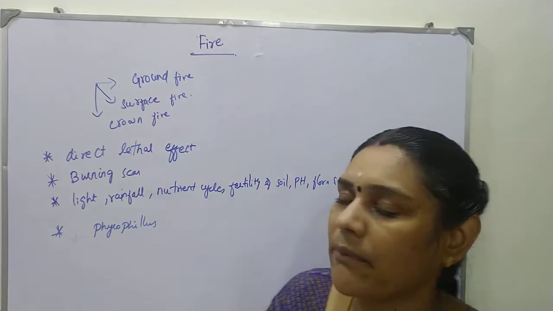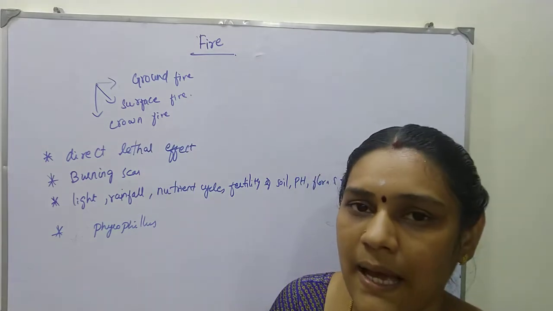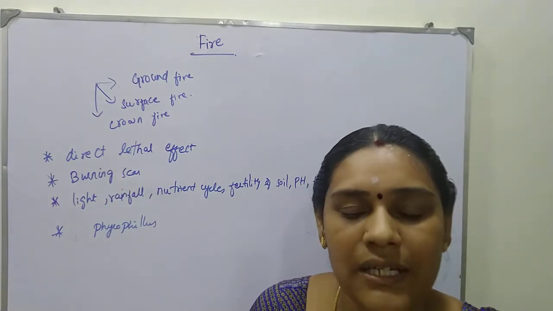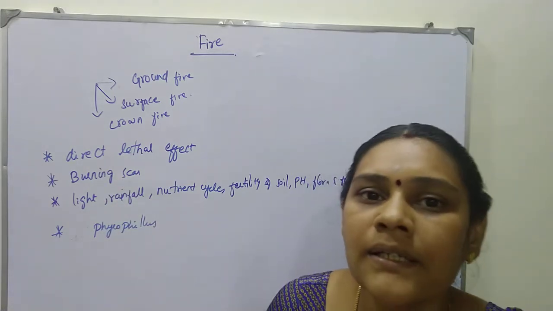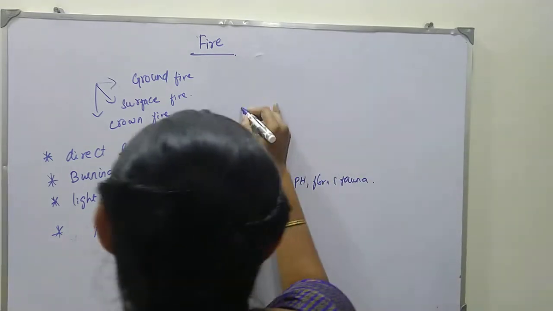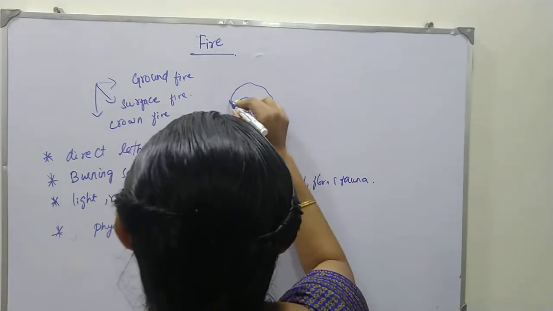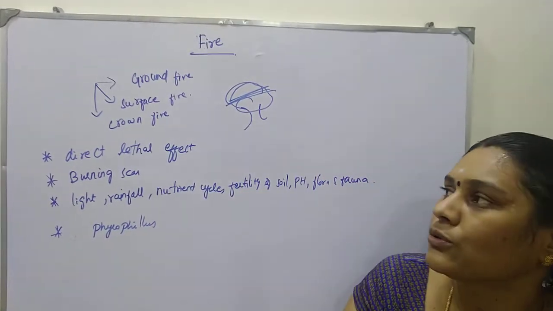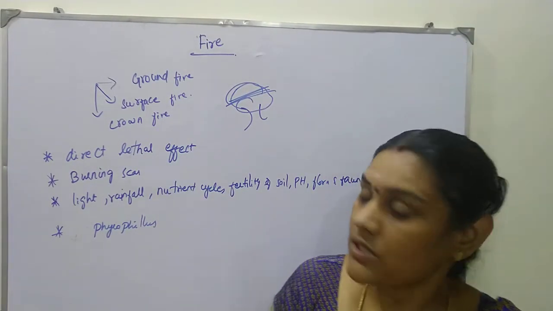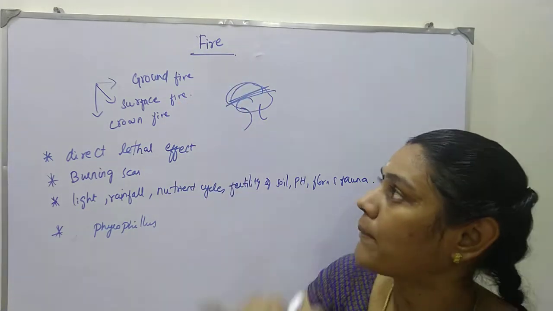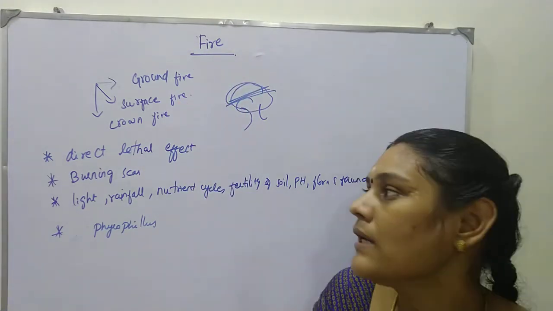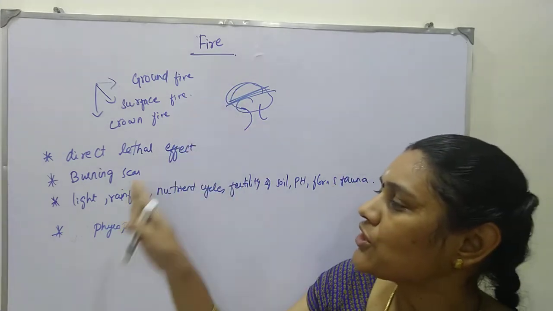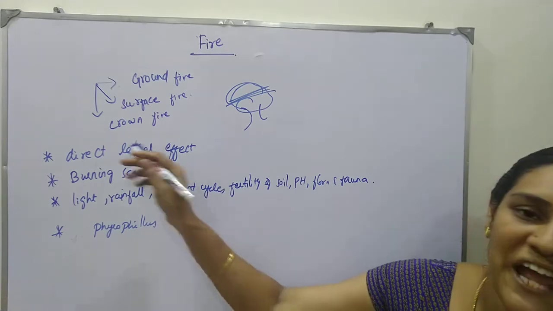And what is surface fire? It burns the shrubs and herbs. And crown fire definitely burns the canopy layer of the tree in the forest. What is the canopy layer? Suppose this is a tree, right? This is the canopy layer of the tree. This part mainly gets burned, so it is called crown fire. It causes burning at the upper portion of the tree, so it is called crown fire.